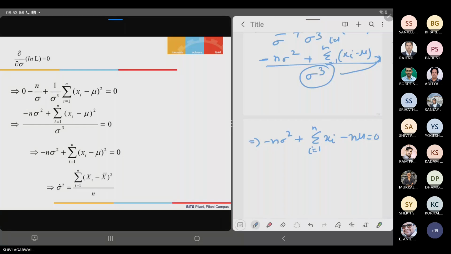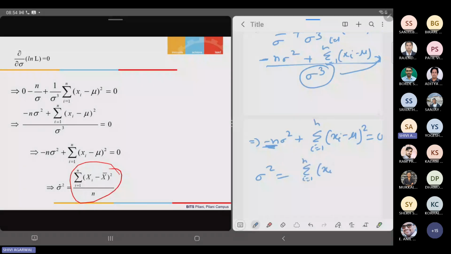Okay, so here we are just saying sigma square by this, or we are not opening it. Without opening also we can do it, that it is summation i is equal to 1 to n of xi minus mu whole square is equal to 0. Okay, so sigma square is what? We are just taking this side and dividing by n. So it is summation i is equal to 1 to n of xi minus mu.